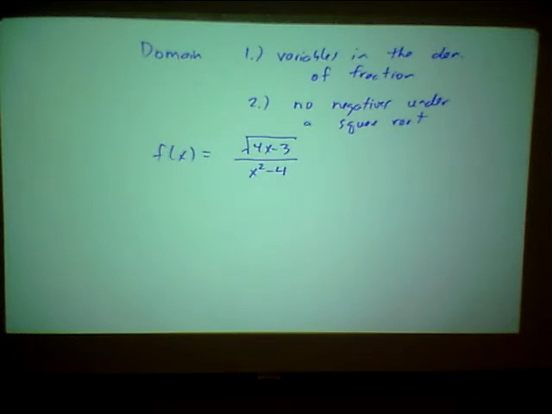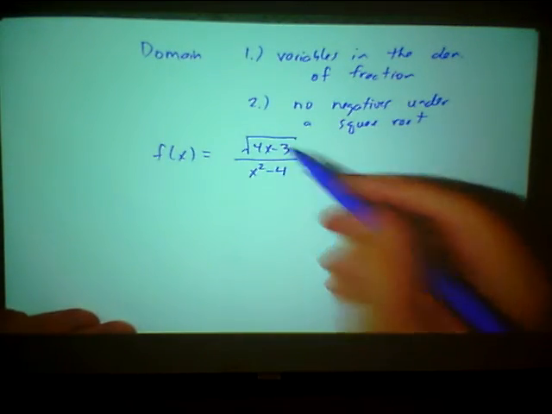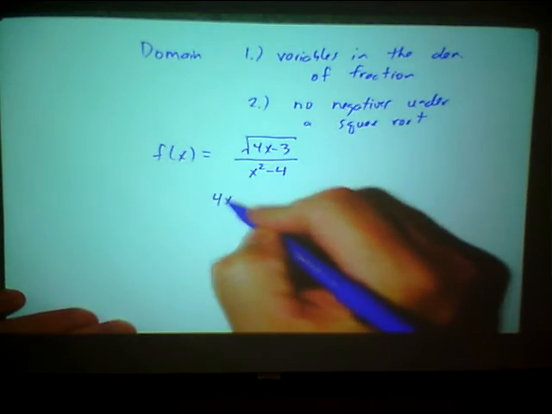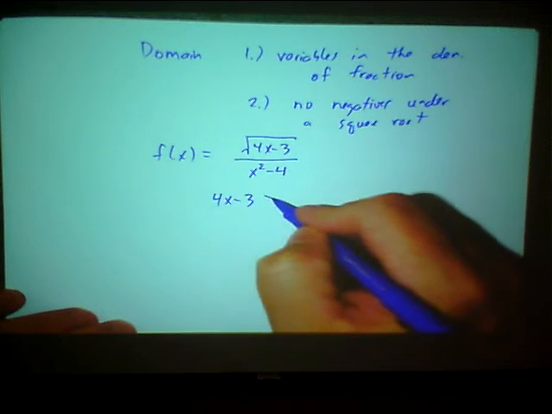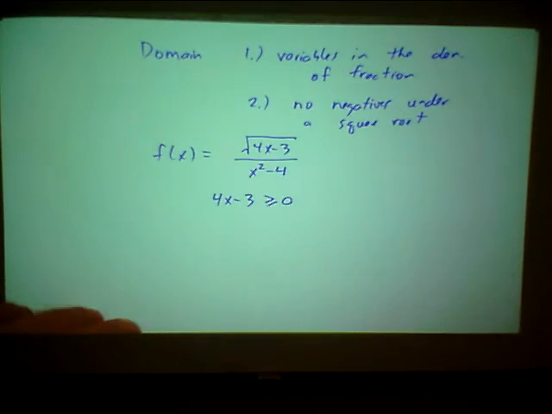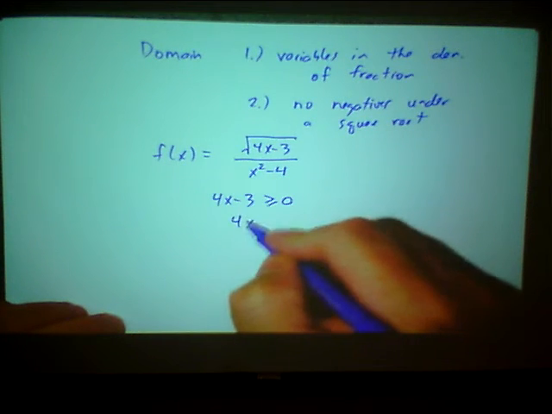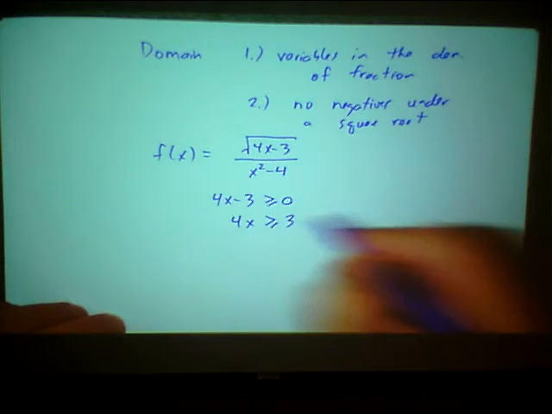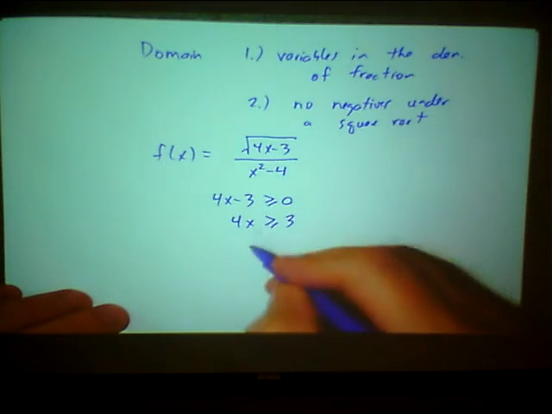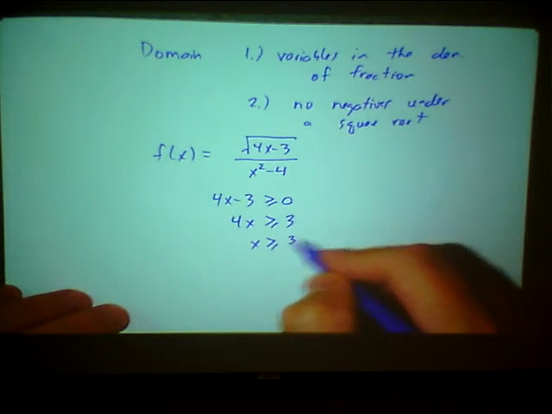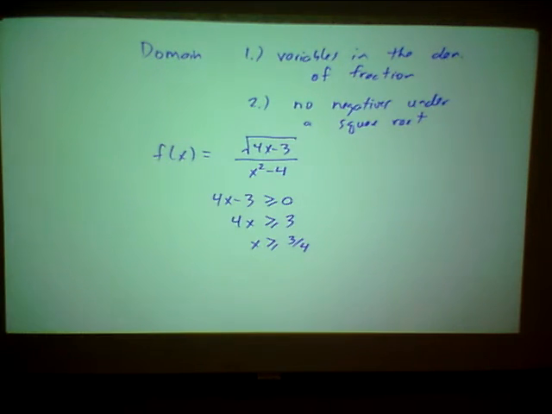Let's first look at the square root and see what the domain would be for the square root. So the key is I have to make sure that 4x minus 3 is greater than or equal to 0. I have to make sure it's positive or equal to 0. So I take this and I'm going to solve it for x. I'll add 3 to both sides and then divide both sides by 4. So I have x greater than or equal to 3/4.